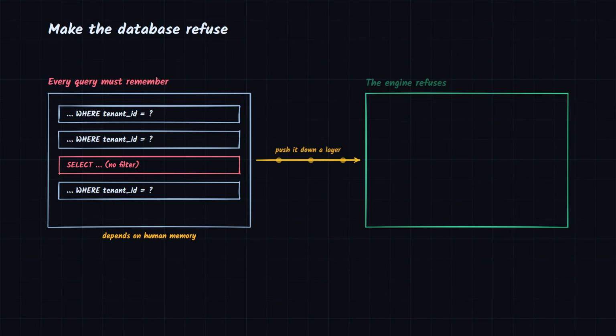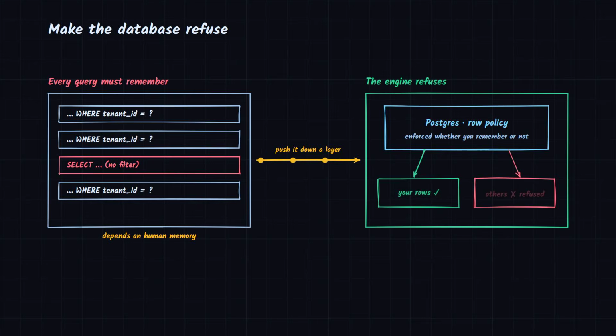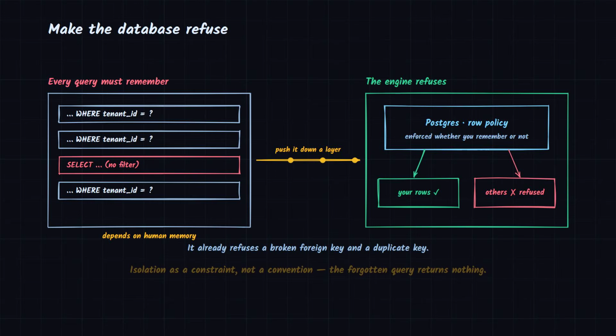The database already knows how to refuse things. It refuses to violate a foreign key. It refuses a duplicate primary key. Nobody writes a code review checklist for uniqueness, because uniqueness is not a convention, it is a constraint. Tenant isolation can work the same way. Then that query I showed you, the one with no tenant filter, stops being a breach and starts being a query that quietly returns nothing it should not.